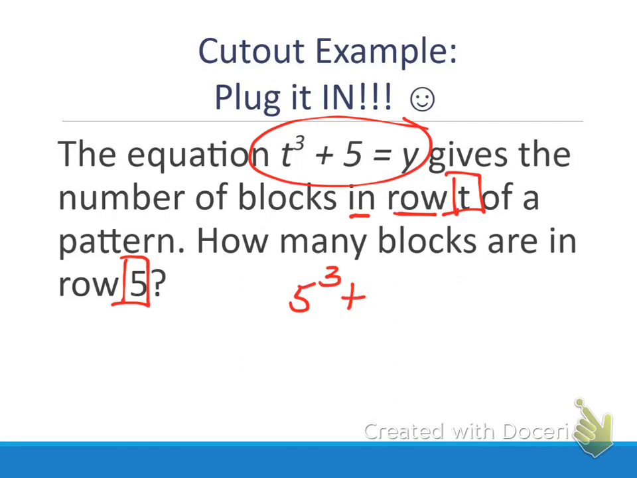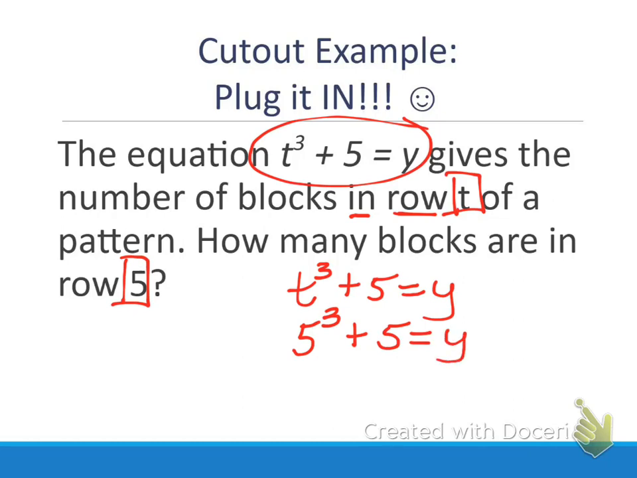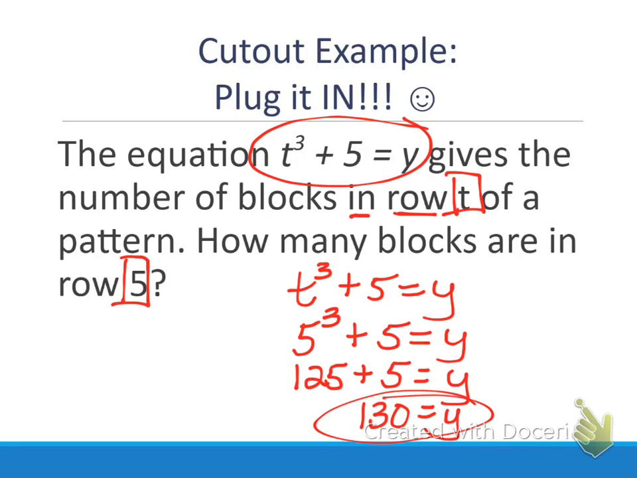Oops, I just did exactly what I told you not to do. Let me write it first. t cubed plus 5 equals y. Now, 5 cubed plus 5 equals y. Anybody know what 5 cubed is? 125. Y'all should memorize that one, okay? That's a good one to know. 125 plus 5 equals y. 125 plus 5 is? 130. And that equals y. Okay, make sure you've got that. You have that in your notes, right? No. You do not have that one? Oh, all right. Well, never mind then. Don't put it in your notes.